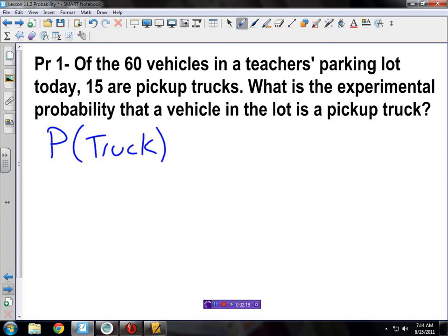Then from there I'm going to use my experimental probability. On the top is the number of times the event has occurred, which is 15 pickups, so the event has occurred 15 times. On the bottom is the total number of trials, which would be the 60, because that's 60 vehicles in the parking lot. Then I can divide those and make it a percent. So 15 divided by 60 is 25%. There's a 25% chance this vehicle in the parking lot is a pickup.